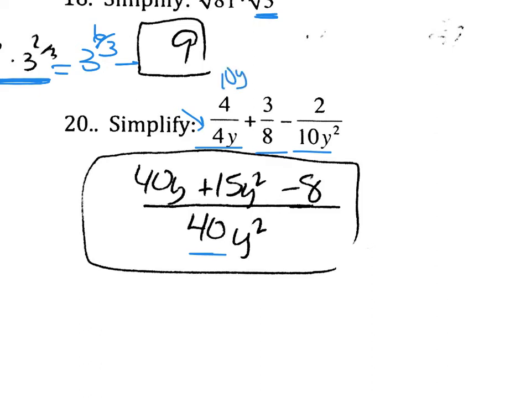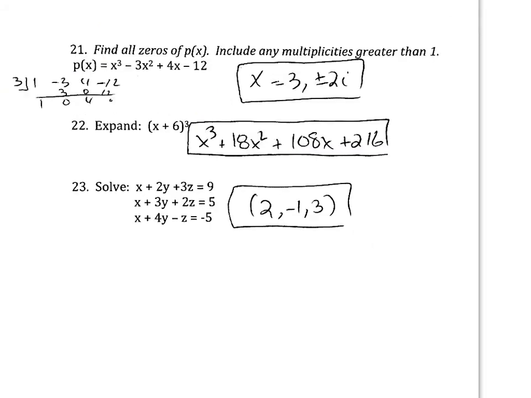So I multiply the top by 10y, and I got 40y down here. What does the 8 need? The 8 needs a 5, and it needs a y squared. So I did 3 times 5y squared, got 15y squared. The 10y squared just needs a 4, so I did 2 times 4, and I got 8, and that's all you do. Don't make that more difficult than it is, because it's really not that bad.